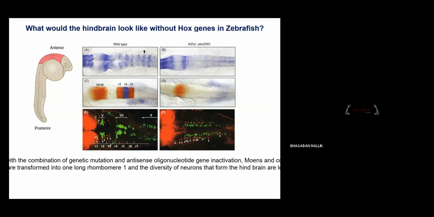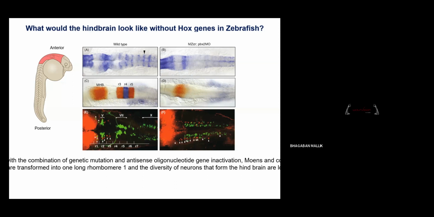Got my point? So you have loss of some of the nerves that are innervated in the wild type animal, not present in this mutant animal. And these genes, the PBX gene, PBX2 gene, this gene is required for the rhombomere development in zebrafish. Okay. So any questions?